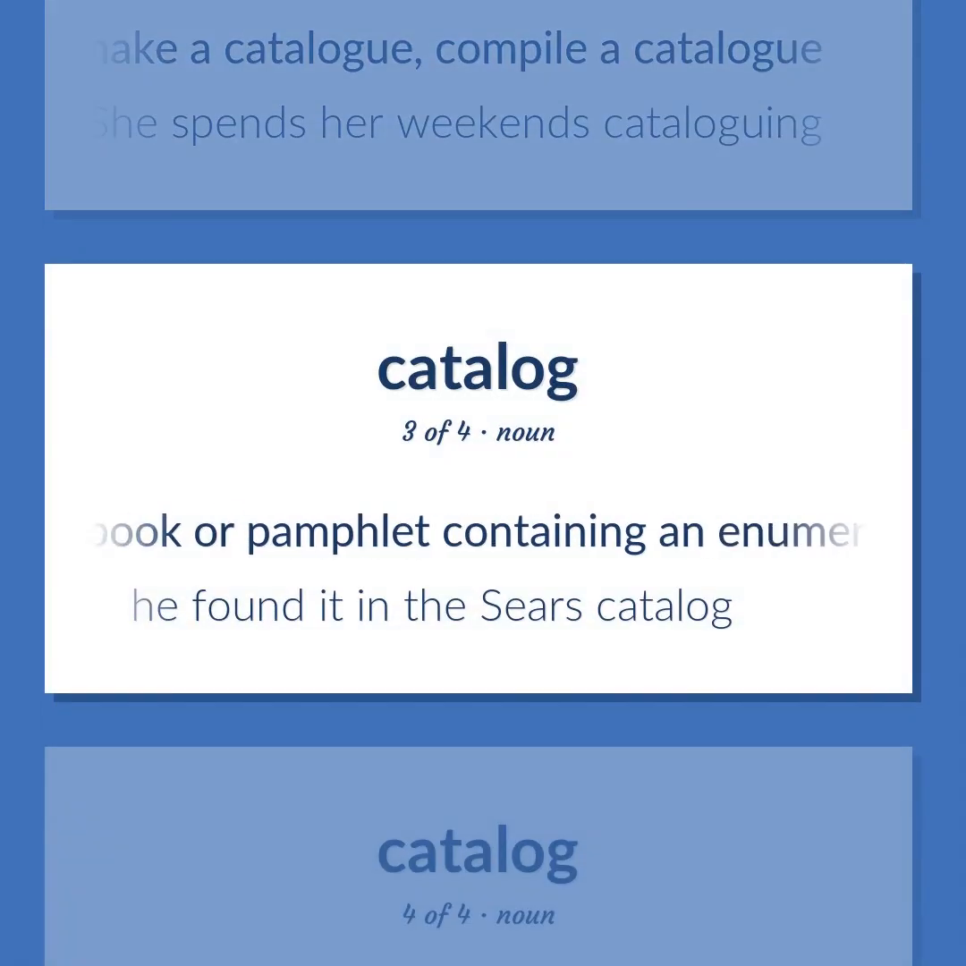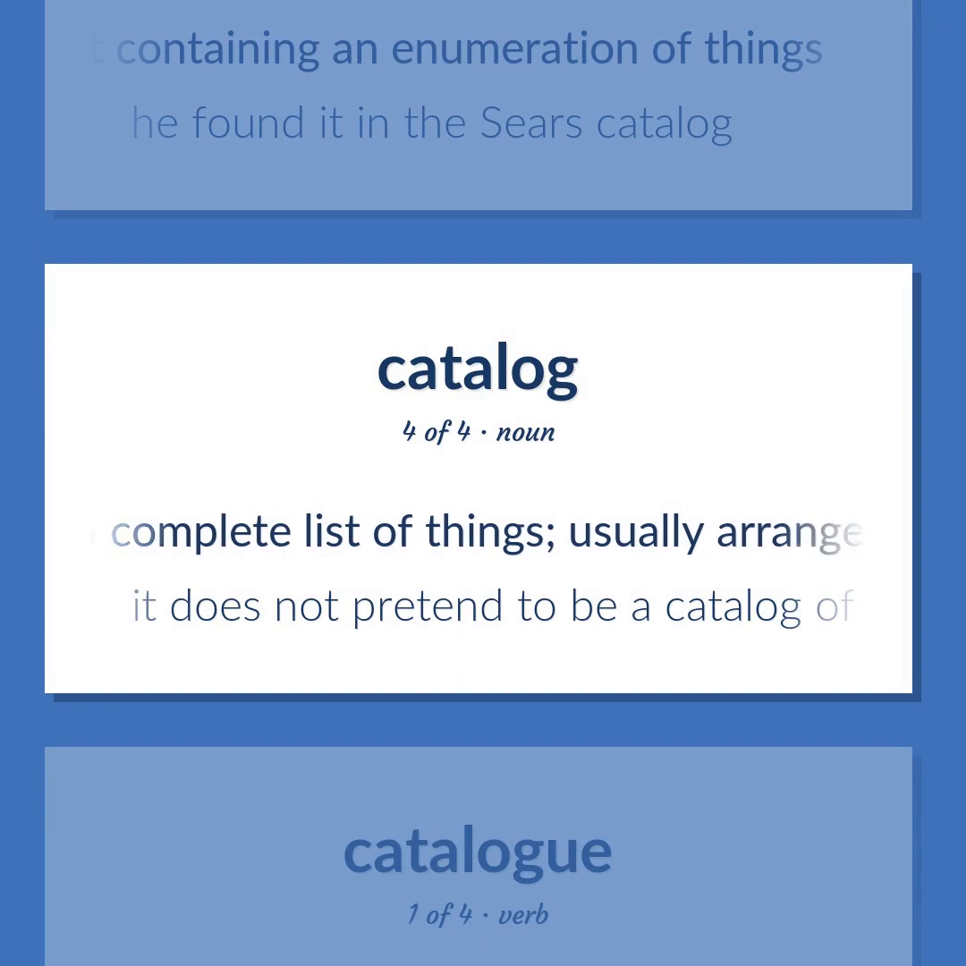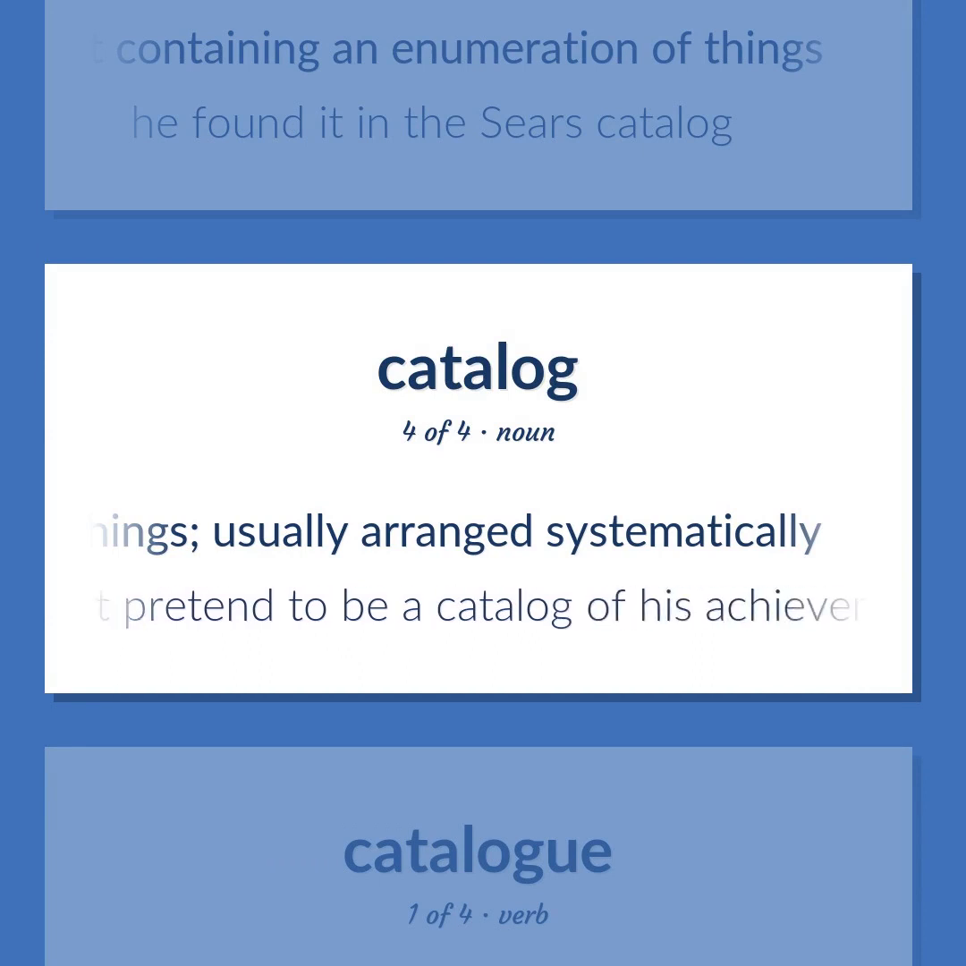A book or pamphlet containing an enumeration of things. He found it in the Sears catalog. A complete list of things, usually arranged systematically. It does not pretend to be a catalog of his achievements.